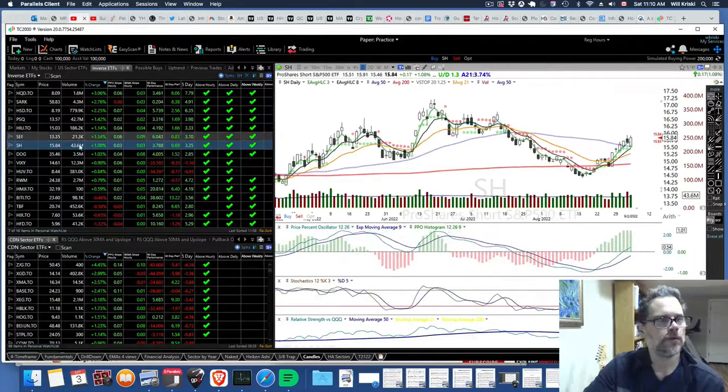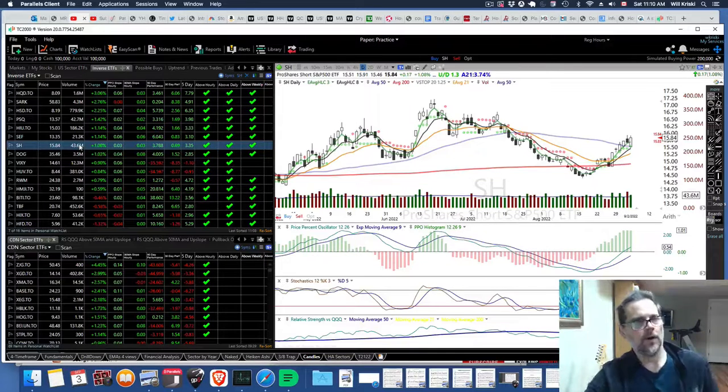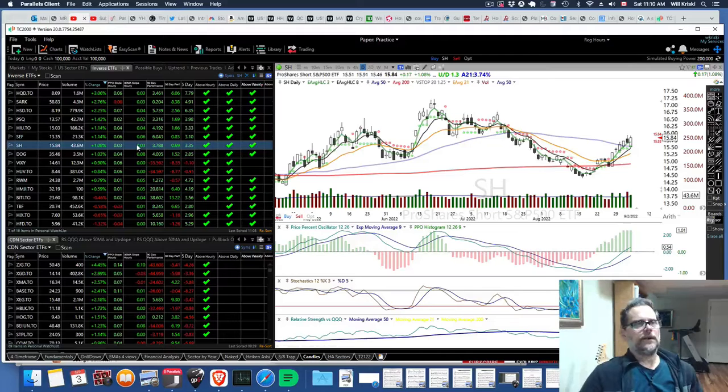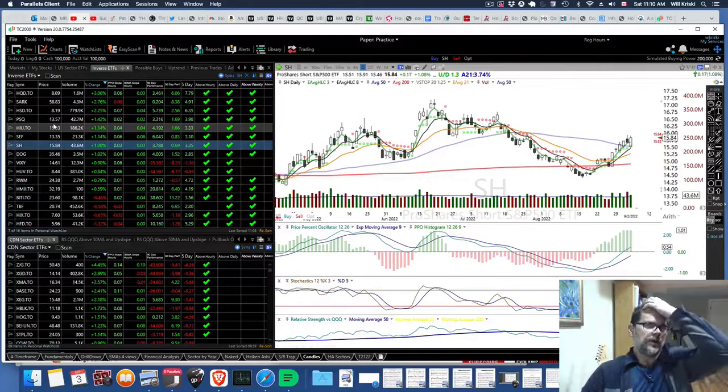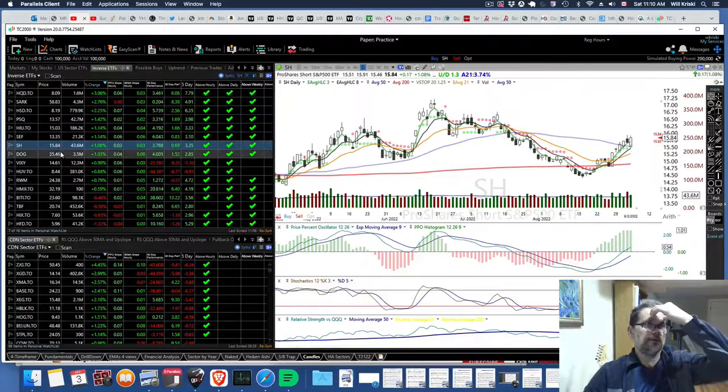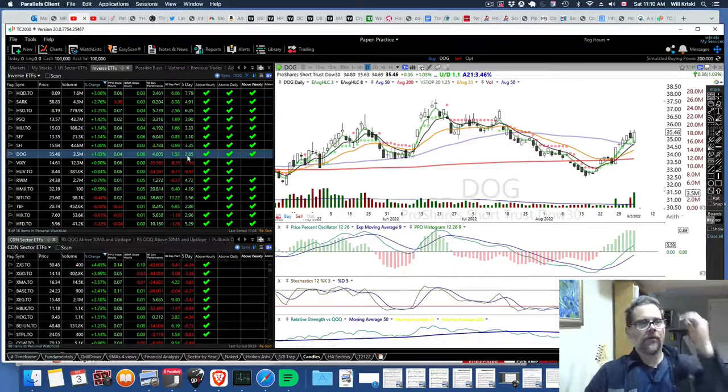So if you want to get into some inverse stuff, that's right now the best area to be in. There's also leveraged ones. Before I get into leveraged ones, there's ones for different markets. There's, obviously, the DOG for the Dow Jones. It's all looking good from this crossover and this support.